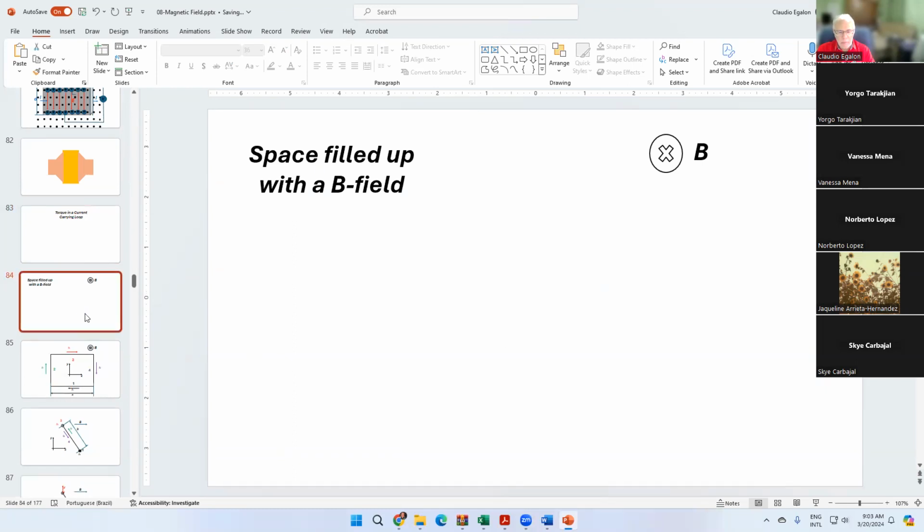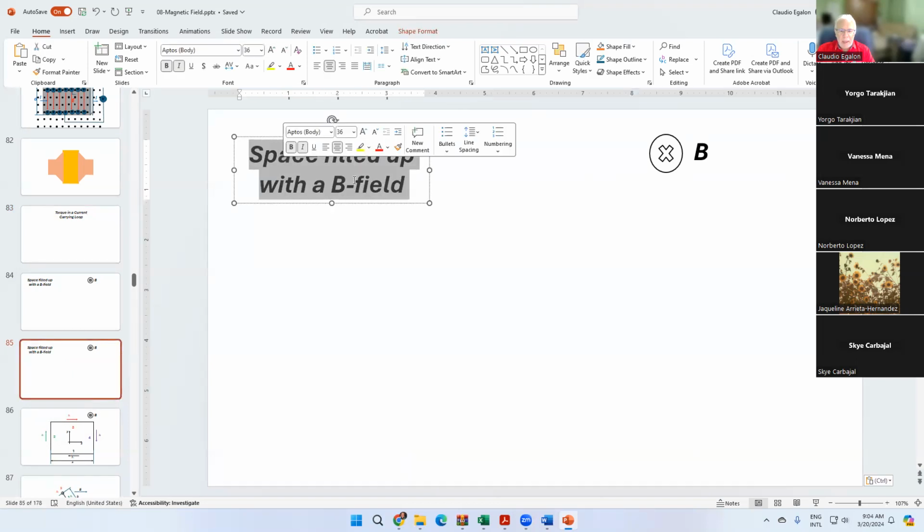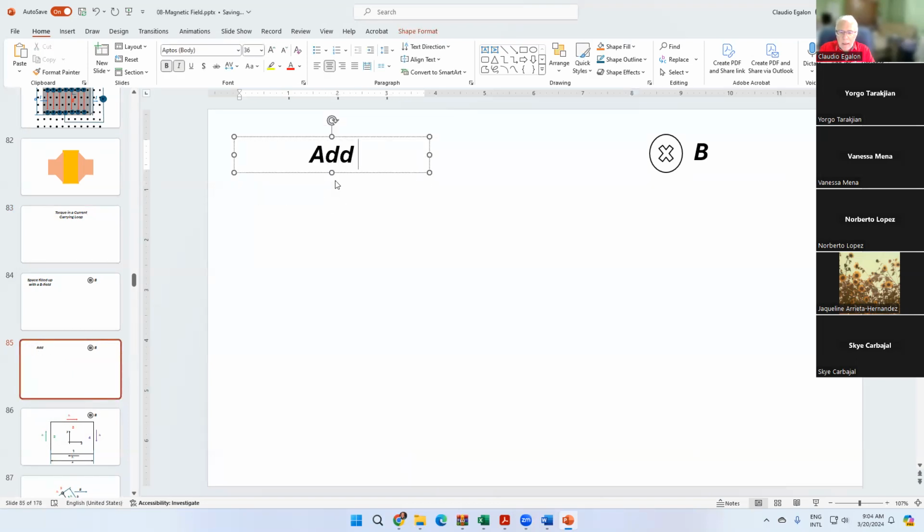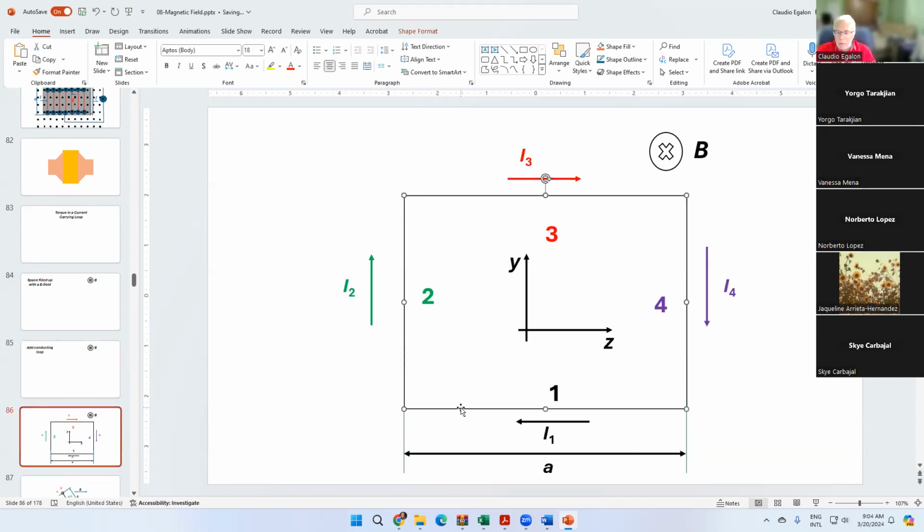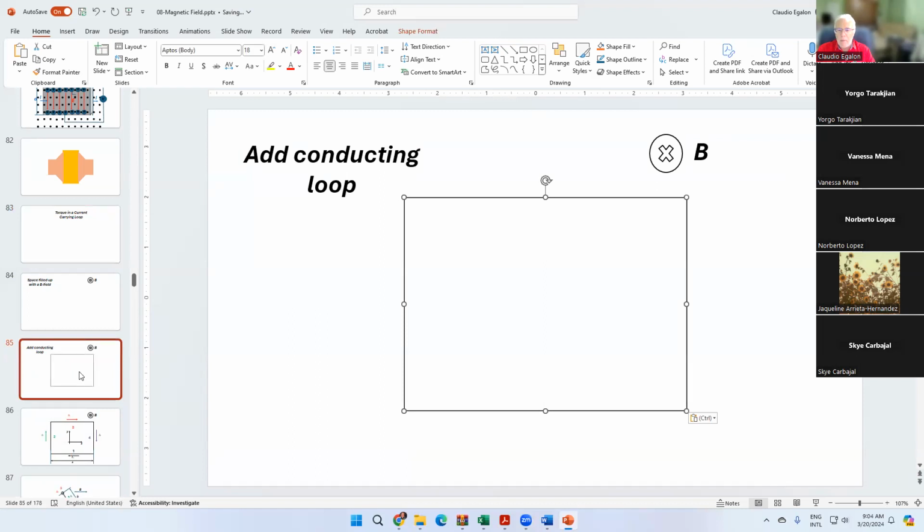And what else do we do? Filled up with the B field means we have a B field all over here, not just at this point, but all over this plane that you see right here. Add conducting loop. Add conducting loop. And here's my conducting loop. Right here.